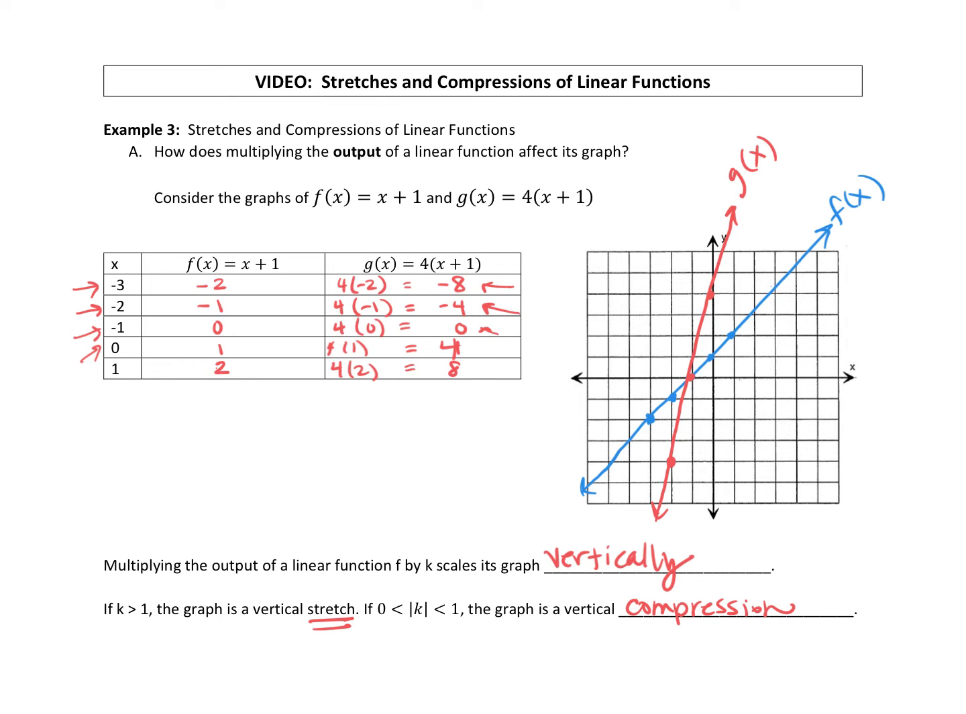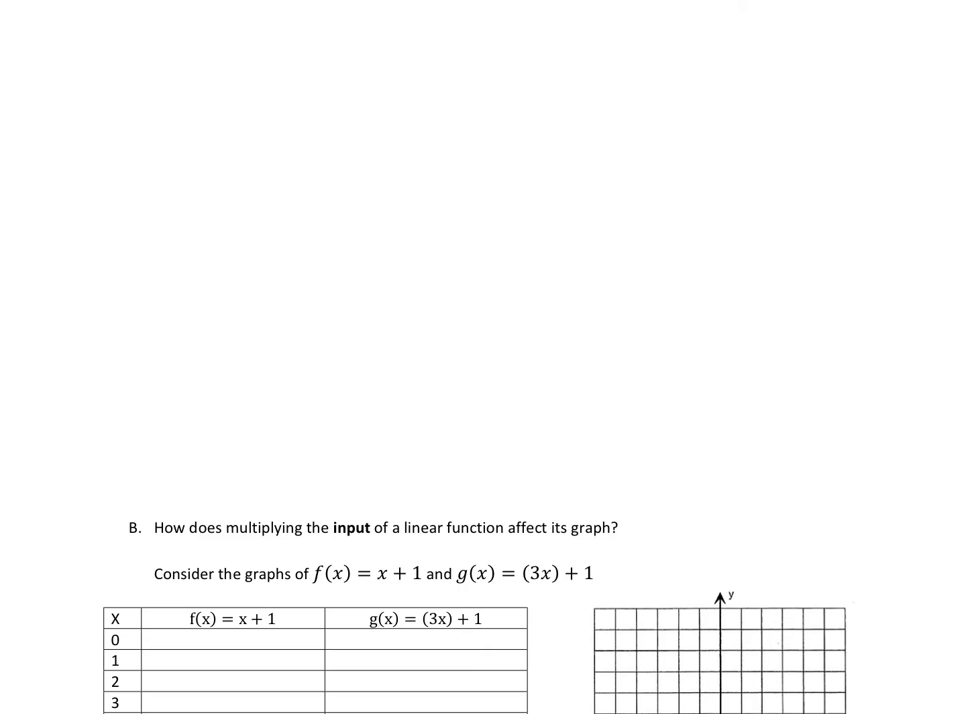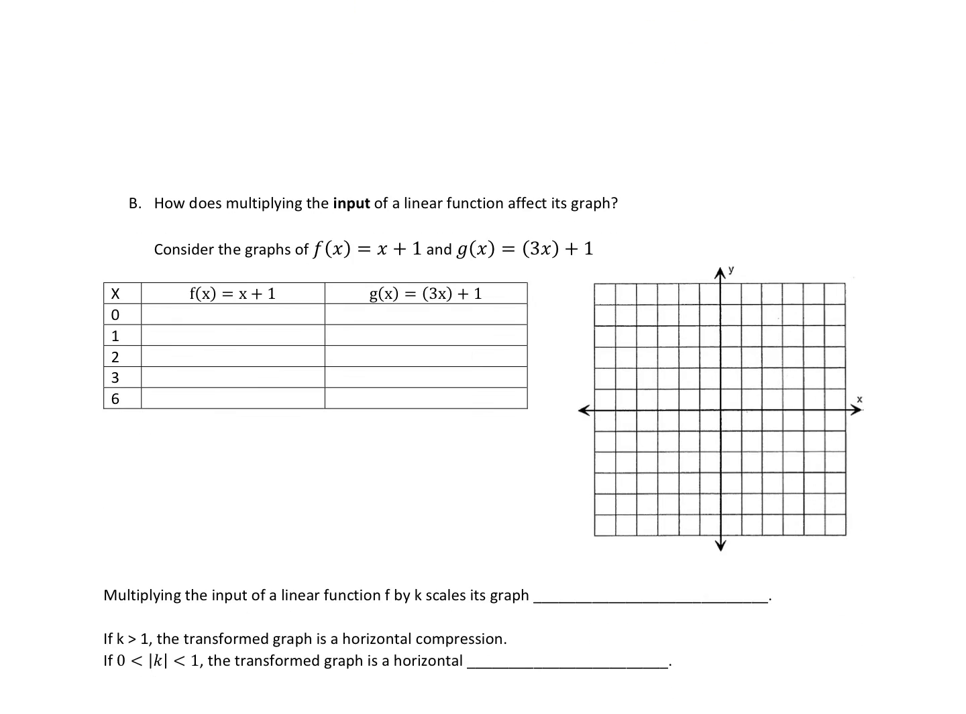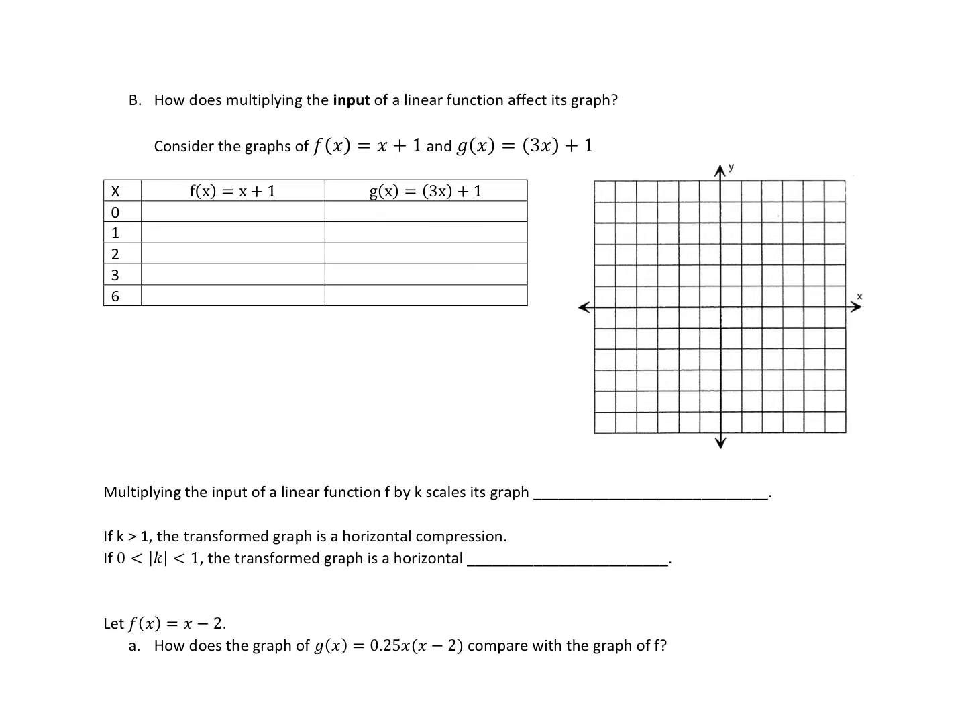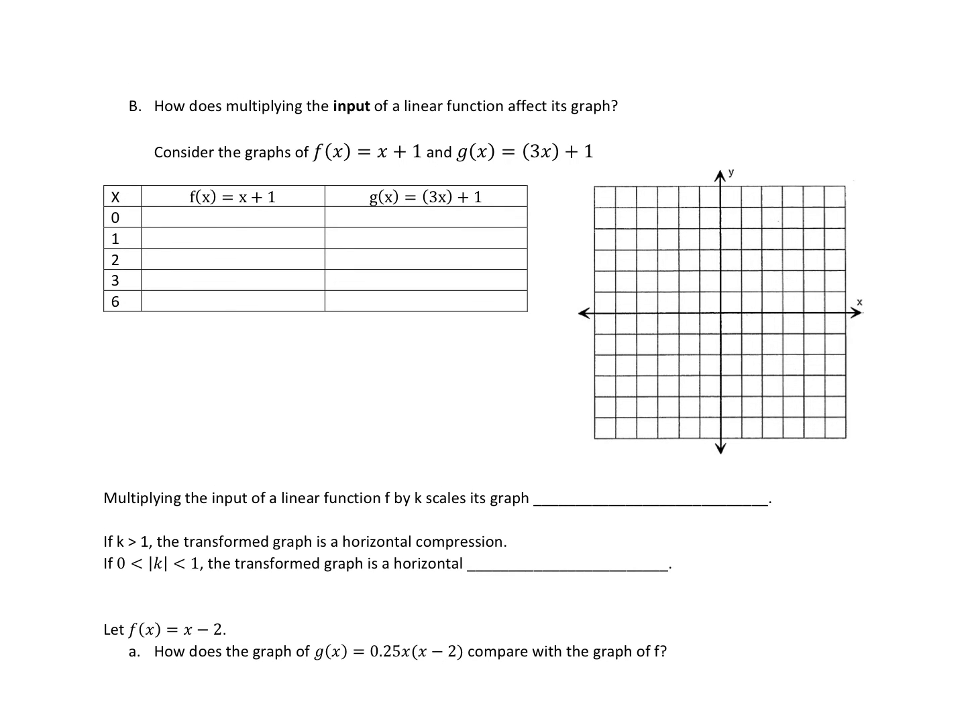All right, so in that example, we just multiplied the output of a linear function by a constant k. What if we multiply the input of a linear function by some value k? So we're going to use our same graph, f of x equals x plus 1. Let's fill in that table of values again. This time our x's have changed a little bit, so we'll do this quickly.